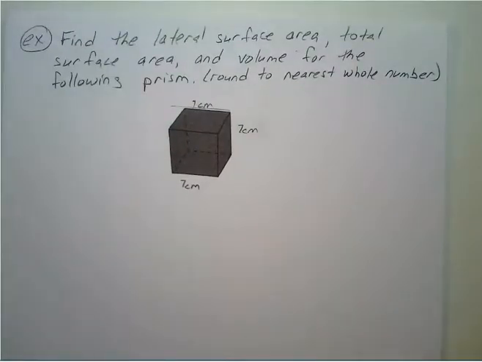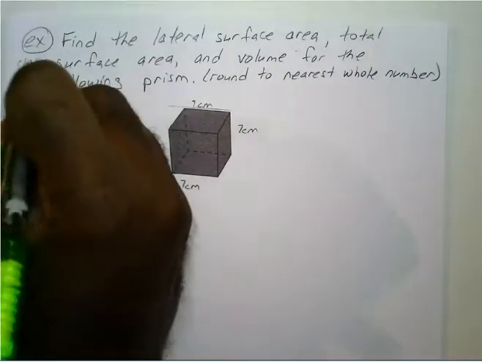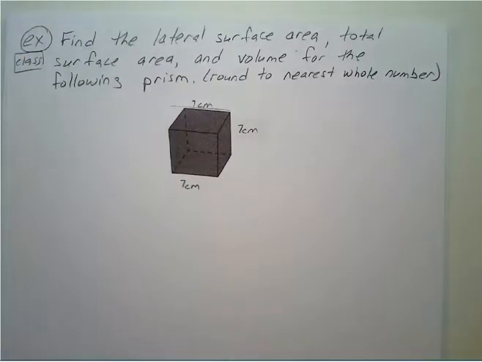Okay, for this example, of course, I want you to try it. But find the lateral surface area, the total surface area, and volume for the following prism. We want to round to the nearest whole number. Now for this one, every side is 7 centimeters. So whenever every side is the same length, you automatically know it's a cube. All right, so go ahead and press pause, and I want you to try this one on your own.